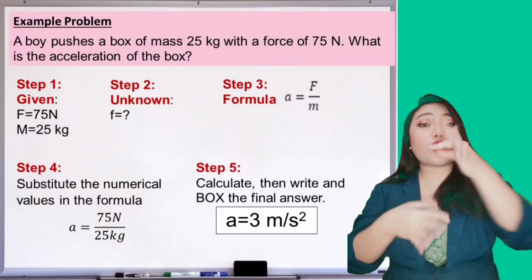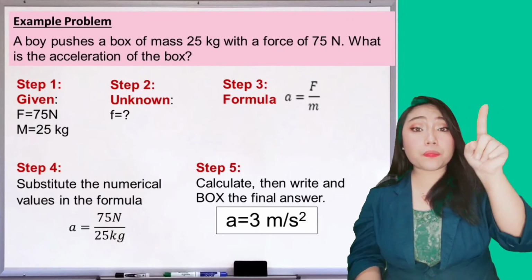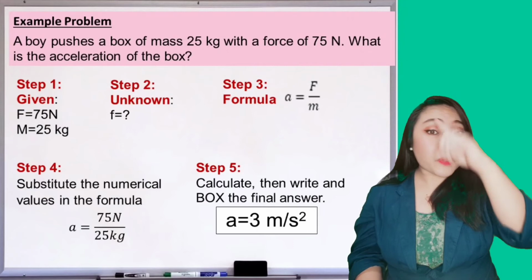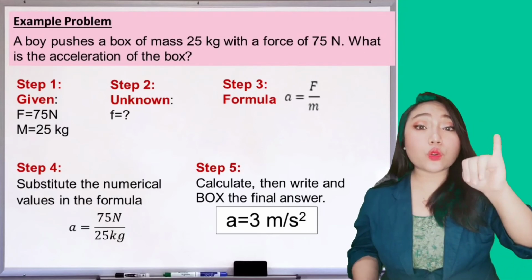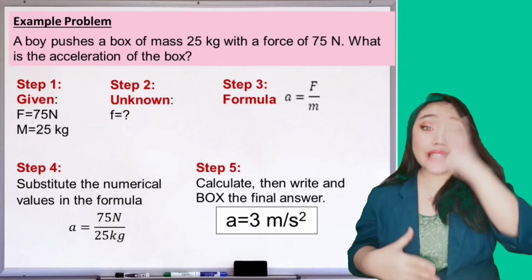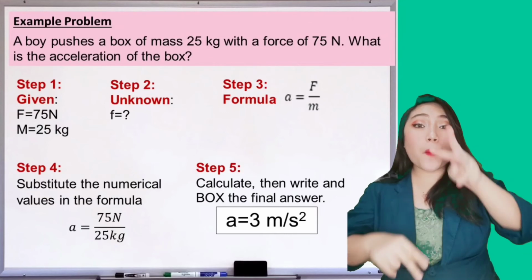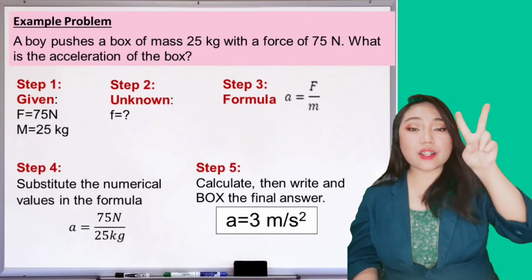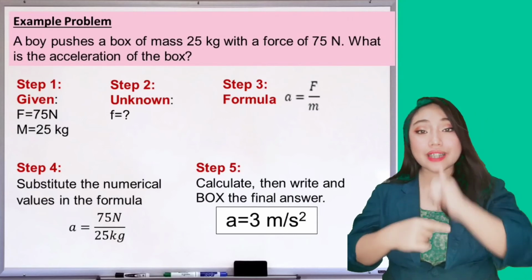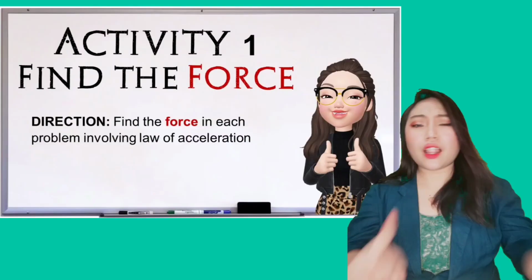Step 5 is you write your final answer. So that's 3. And hey, don't forget to put the unit. If you don't have the unit, then it is a wrong answer. If you're looking for acceleration, you have to add meter per second squared. So the complete final answer is 3 meters per second squared.